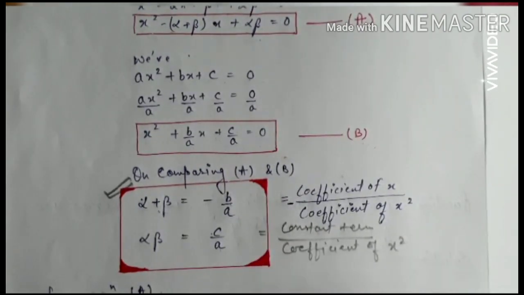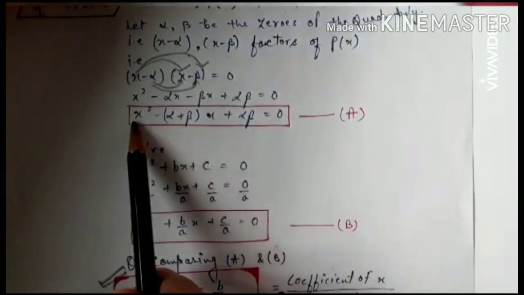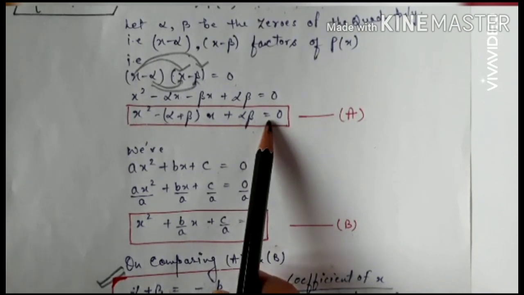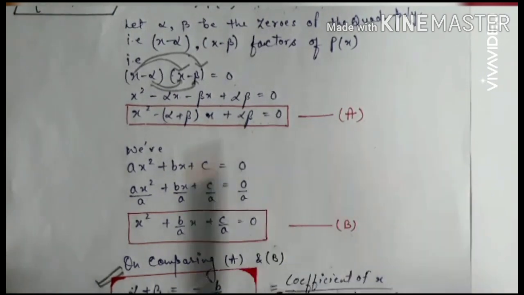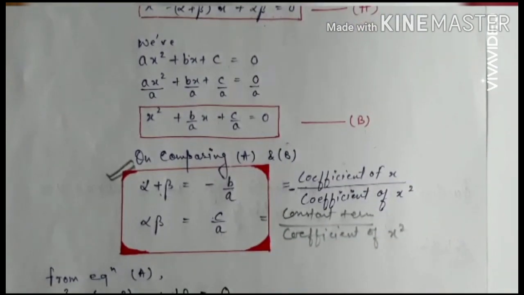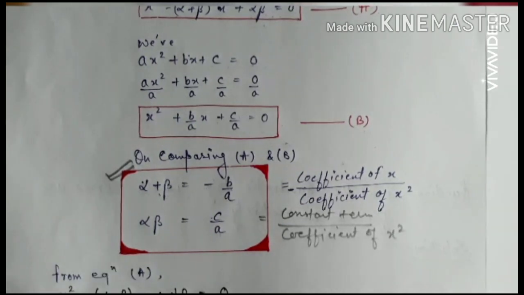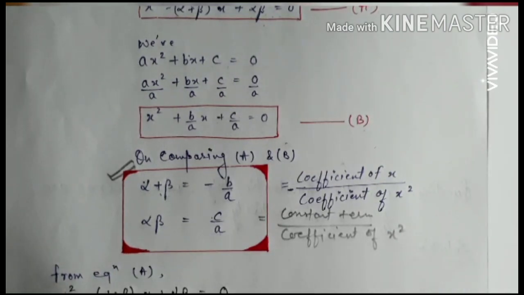One more result we get with the help of this: x square minus (alpha plus beta) x plus alpha beta equal to 0. That is, x square minus the sum of roots times x plus the product of roots equal to 0. This is another result. With the help of this result you can form any quadratic polynomial.